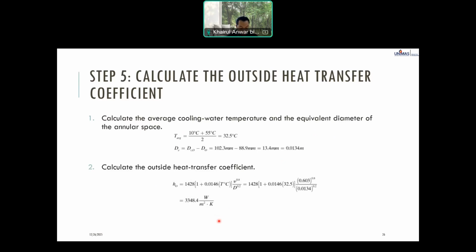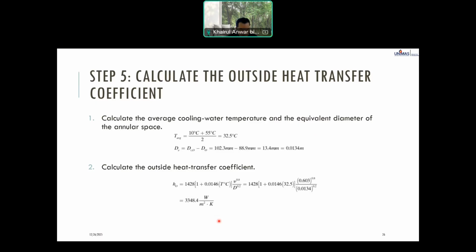Calculate the outside heat transfer coefficient from equation 15.3-7. Before using equation 15.3-7, we need to calculate the average cooling water temperature and the equivalent diameter of the annular space. So T average, this is for the water, the bigger part. So T average refers to the T average for the cooling water. So we get 33.5 degrees C.